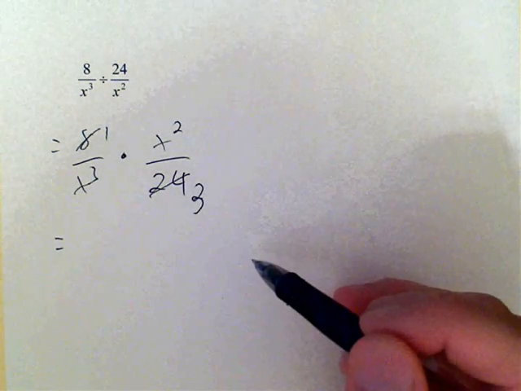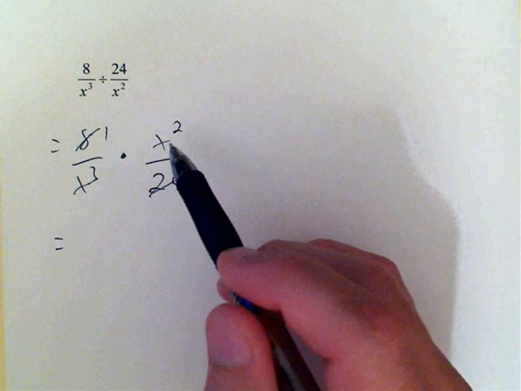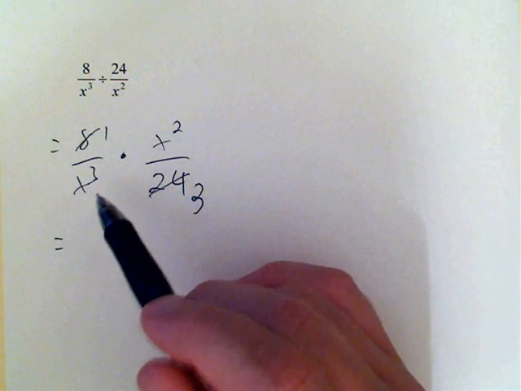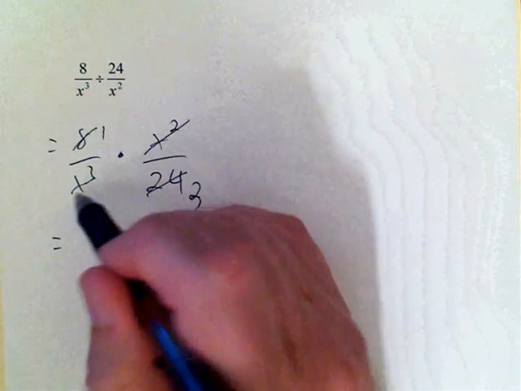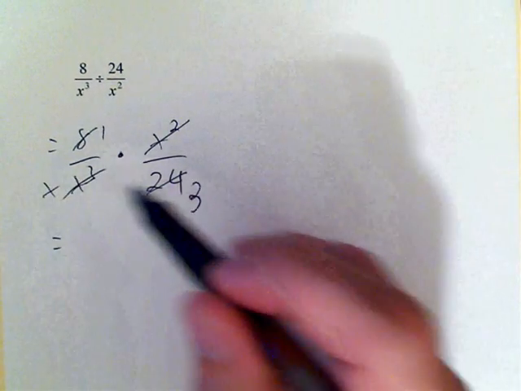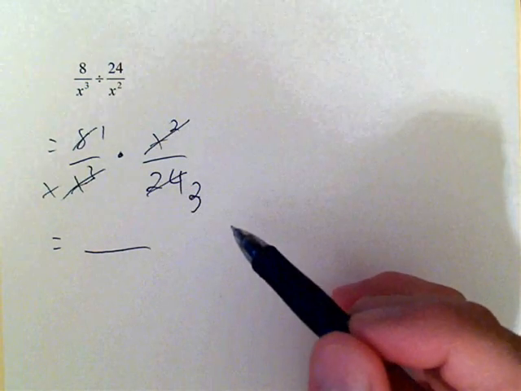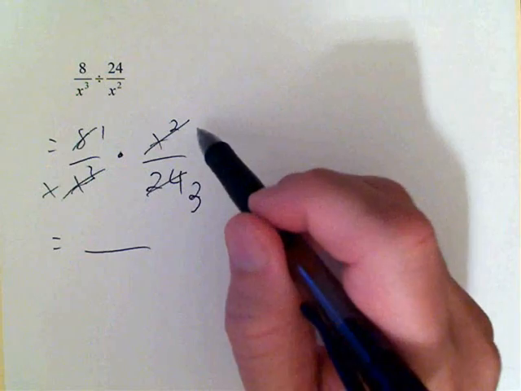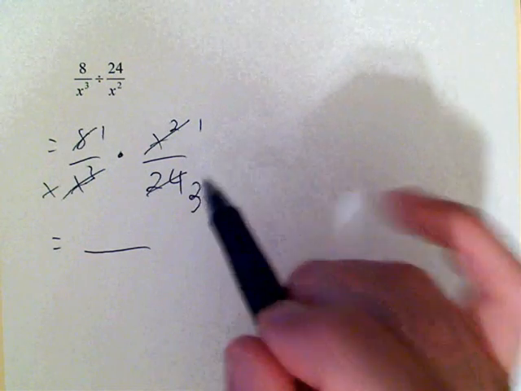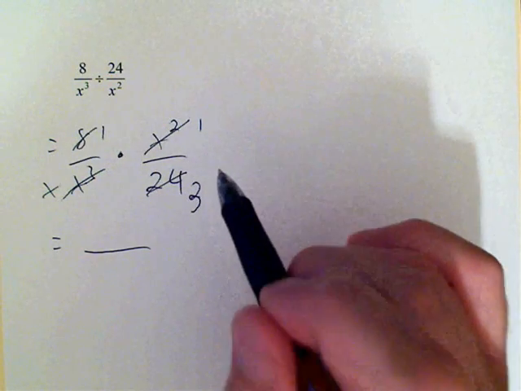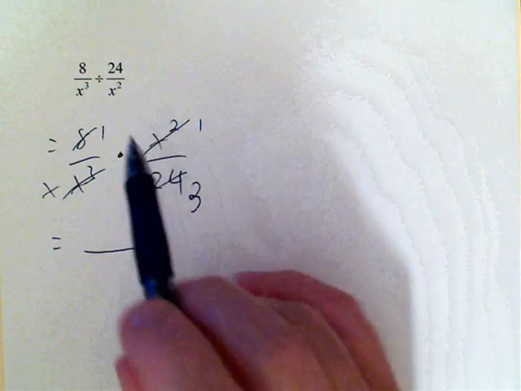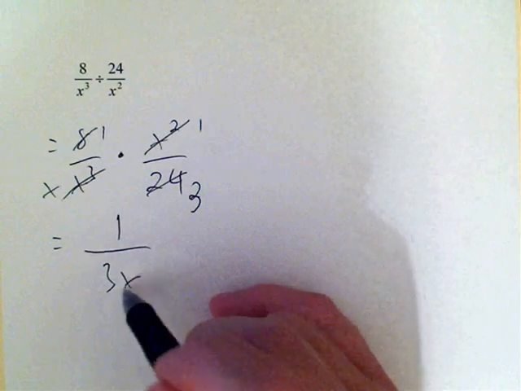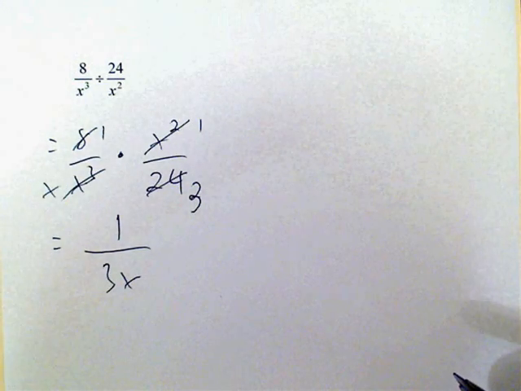See this x squared? It's the same as x times x. There's 2 x's. See this x cubed? It's x times x times x. There's 3 x's. These 2 x's will cancel 2 of those x's, leaving an x. And by the way, when you cancel, it doesn't mean they go away. It means that we're just reducing down to a 1. Don't ever make that mistake. Canceling just means reducing to 1. So 1 times 1 is 1, and x times 3 is 3x. And that's how you multiply and divide fractions.